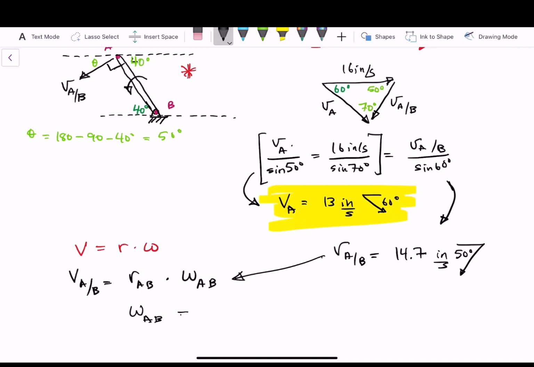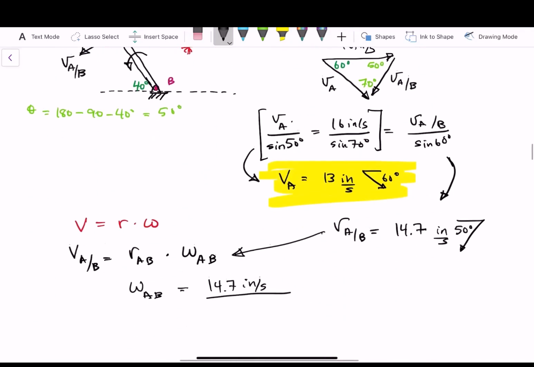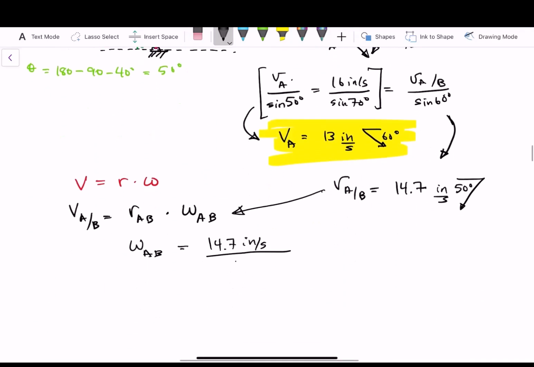So omega AB is equal to 14.7 inches per second over its length. And the length is given. If we go up, we can see that it is 12 inches. So that's 14.7 inches per second divided by 12 inches gives us 1.23 rads per second, and it is rotating counterclockwise. So that's equal to omega AB, and that would be the second half of our solution for this problem.